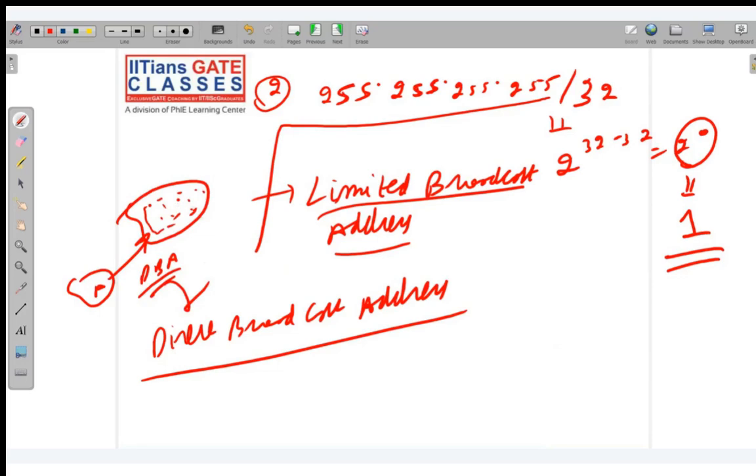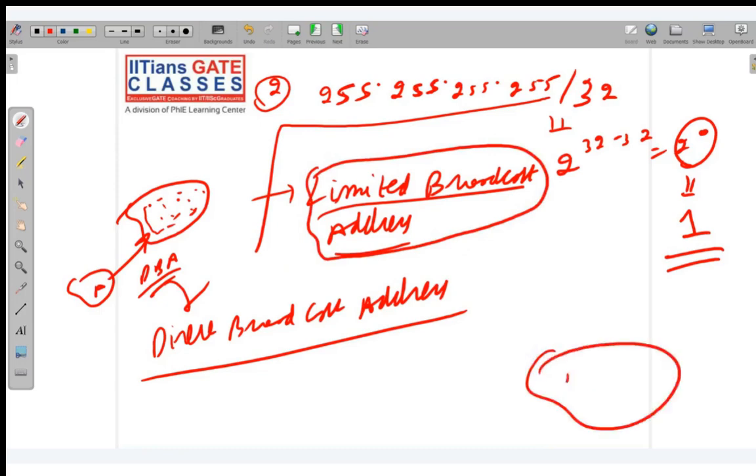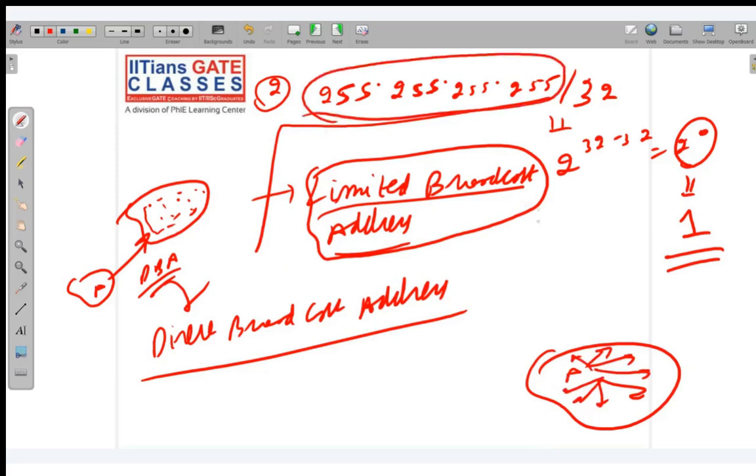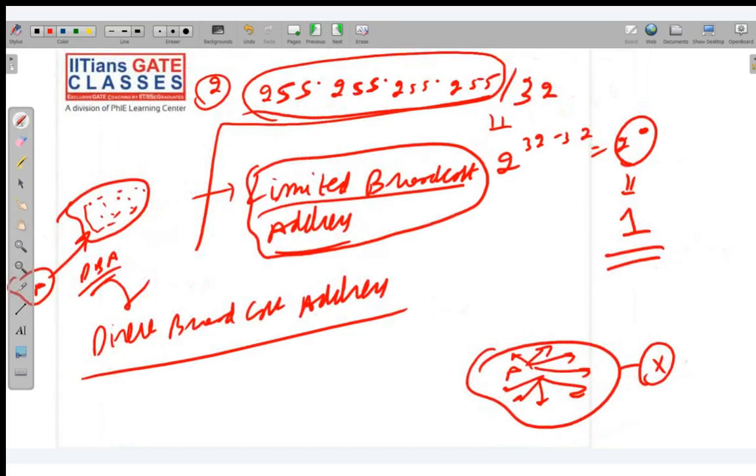Now, what is the limited broadcast address? It means you are in this LAN and in your own LAN you want to send a packet to each and every computer. For that you will use this all ones address, which is known as the limited broadcast address. That means you can broadcast a packet in your own LAN. Why are we calling it limited? Because its scope is your LAN only. See, this LAN is connected to the internet by this router. So this is your entire internet. Let me write it properly.